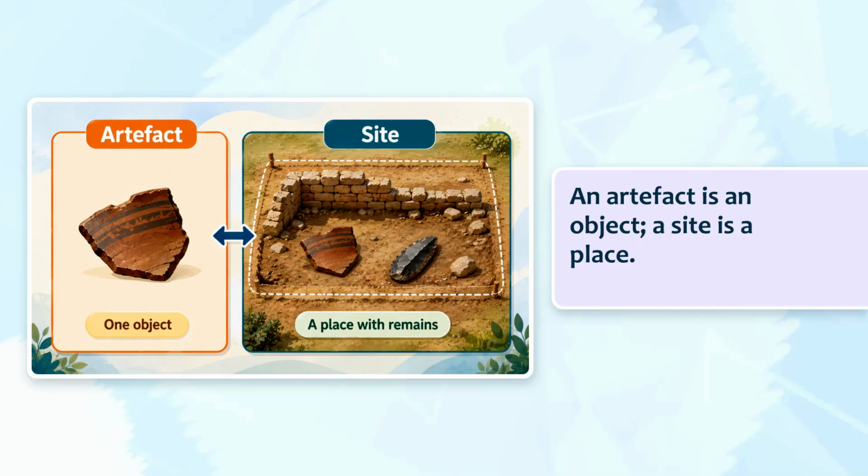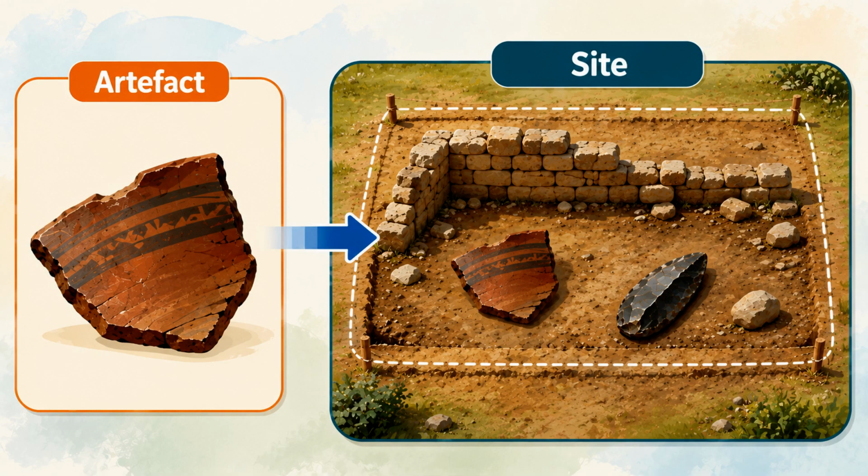The repeated pottery fragment makes the difference visible. An artifact is an object, a site is a place. The same artifact can be part of a larger site. This distinction matters because an object and the place containing it answer different questions. The pottery fragment can be examined as an object, but the site shows that it belongs to a wider set of remains. If we treated one object as the whole site, we would lose information about the other evidence around it. Keeping object and place separate helps organize archaeological evidence before interpretation.